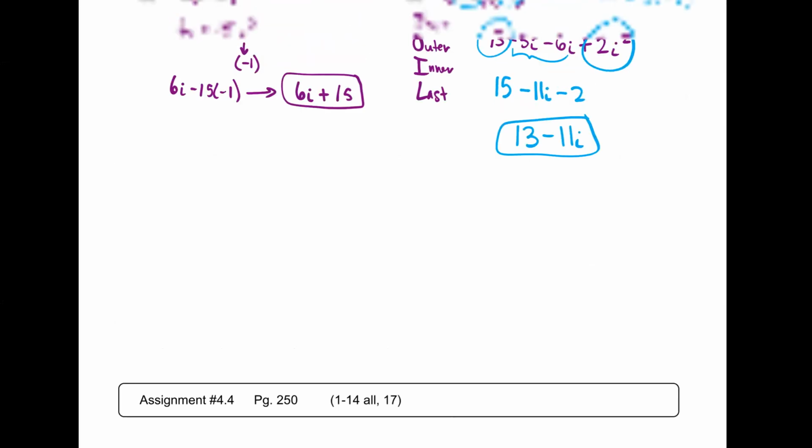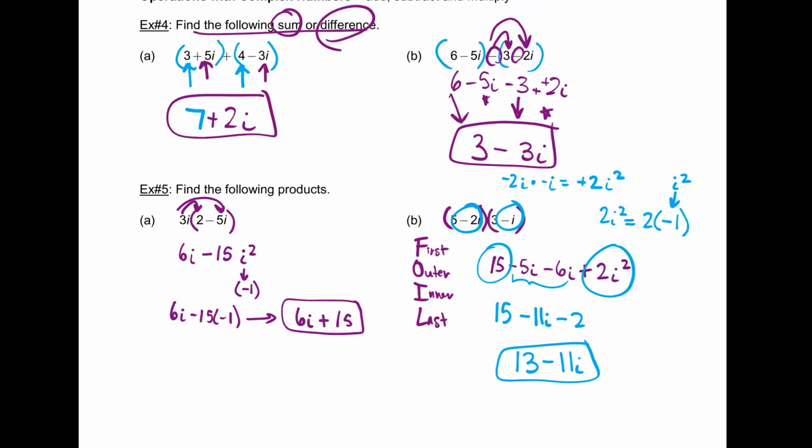Sorry, let me go back for a sec. Do we have questions about this page? It's the same methods we've been doing: combining like terms, FOILing, distributing. It's just whacky because we got imaginary terms, right? And when you have imaginary times imaginary, you get i squared, and that's just negative 1.